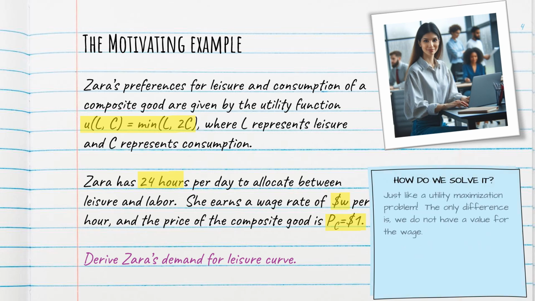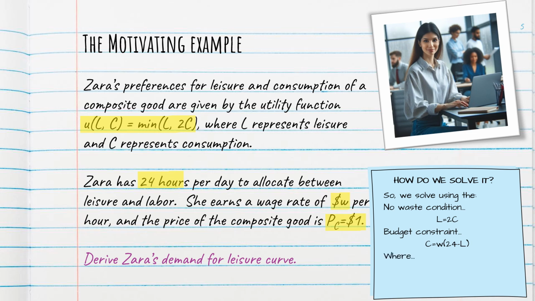How are we going to solve this question? Just like a utility maximization problem, the only difference is we will not have a value for the wage, and so our answer for leisure will be a function of that wage. Because we have a perfect complements utility function, this is going to look a little bit different. So rather than a tangency condition and a budget line, we're going to have a no waste condition where L is equal to 2C, in addition to our budget constraint, which has the standard form that C is equal to the wage times 24 minus L. Keep in mind that when we write 24 minus L, that is actually representing the number of hours that Zara chooses to work.